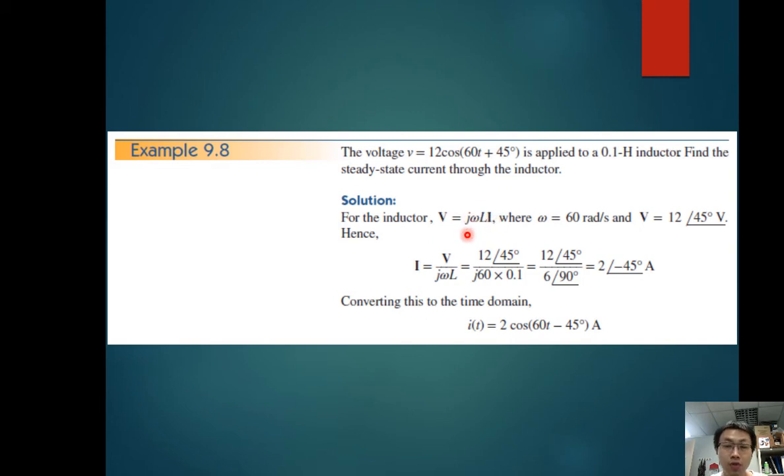I rearrange the equation to become I equals V over j omega L, and then V I just copy here, and then omega is 60, L is 0.1 Henry. Then I found 2 angle of 45 degrees in ampere. I change into time domain. So I copy 2, I change the angle to become cos. I know that my omega t is, I copy, minus 40. I copy my omega t, which is 60t.